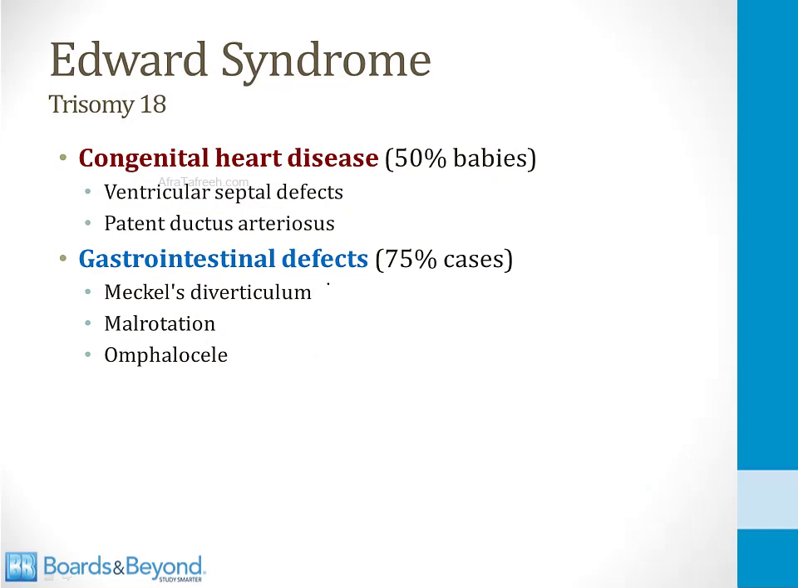Congenital heart disease occurs in about 50% of babies. It's often ventricular septal defects or PDAs. Gastrointestinal defects are more common in Edwards syndrome than in Down syndrome. In Down syndrome, they only occur in a few percent of cases. In Edwards syndrome, 75% of babies have a gastrointestinal defect. It's often a Meckel's diverticulum, but can also be malrotation or an omphalocele, and I talk about all of these congenital GI defects in the gastroenterology section.